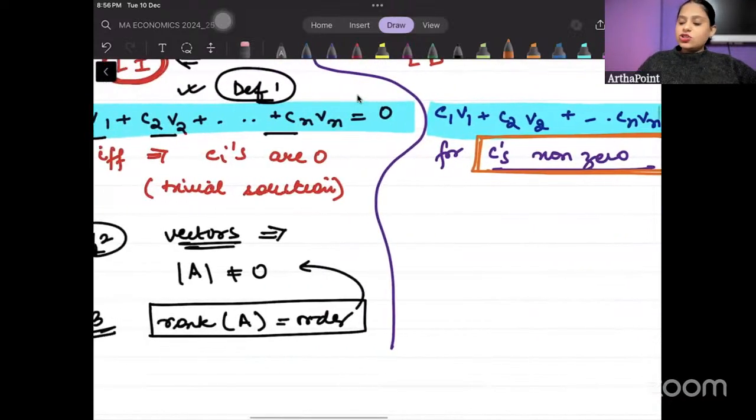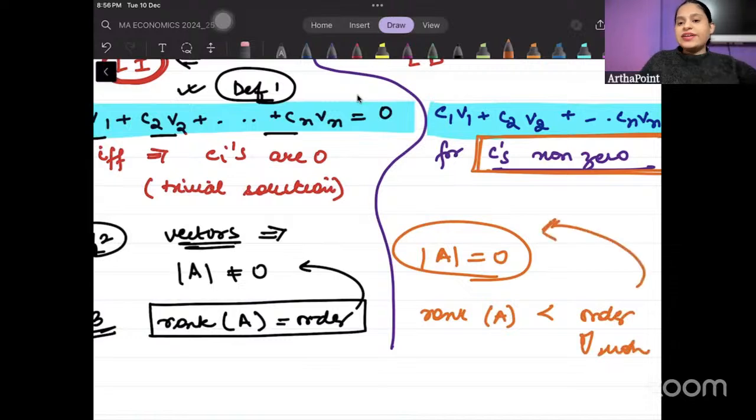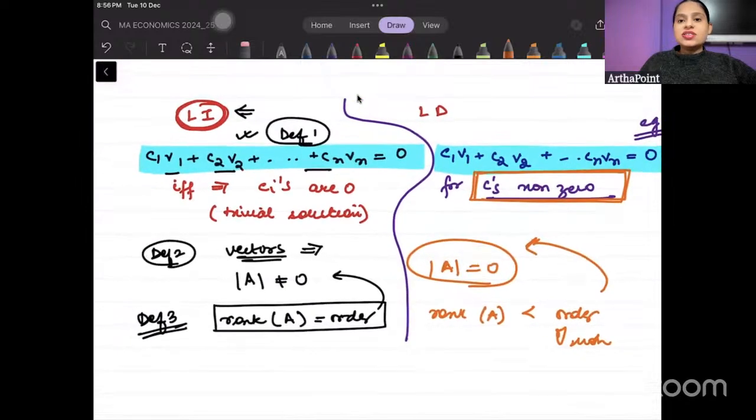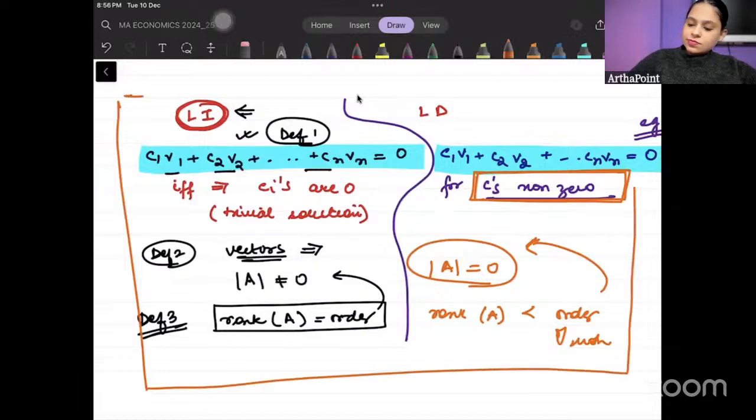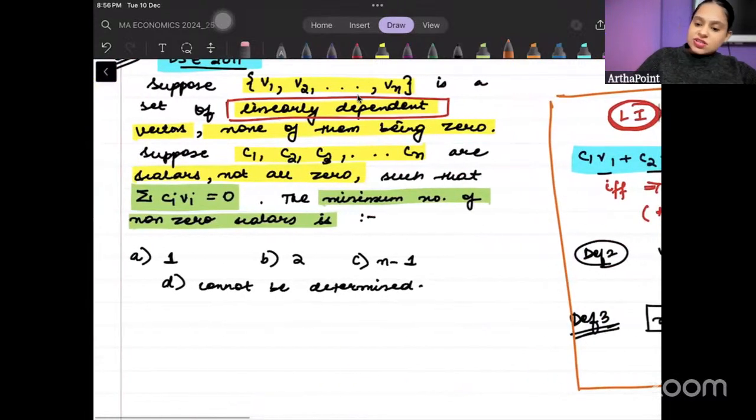The other definition can be if determinant is 0, then they are linearly dependent, or if rank of the matrix created is less than the order of the matrix. Again, meaning the same thing, that determinant is 0, then they are linearly dependent. So this is the definition for linear independence and linear dependence. 3 main definitions. Okay.